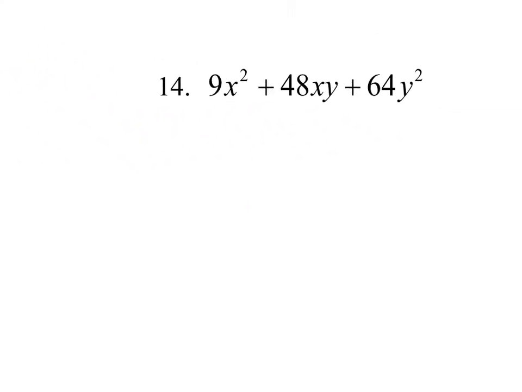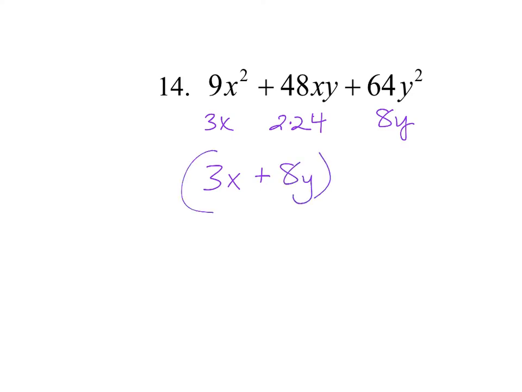Okay. And 14. Let's see. This is 3x squared, and this is 8y squared. 3 times 8 is 24. 2 times 24 is 48. This is a perfect square. So I have 3x plus 8y quantity squared. Pretty easy, not too bad.